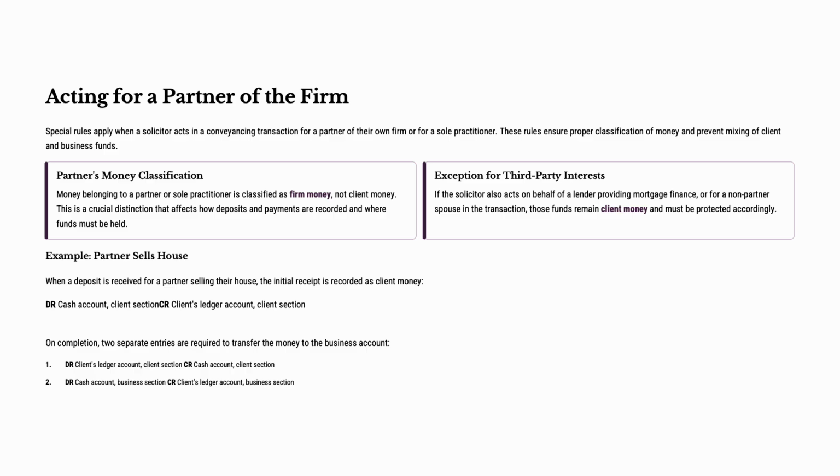And on completion, transfer to the business account requires two entries. The first: debit client ledger, credit cash account client section. And second: debit cash account, credit client ledger, business section. That's what you need to do, and that ensures partner money is correctly separated from client money.